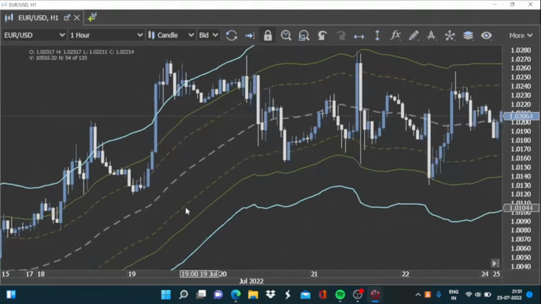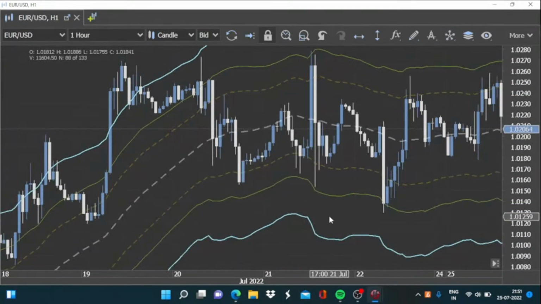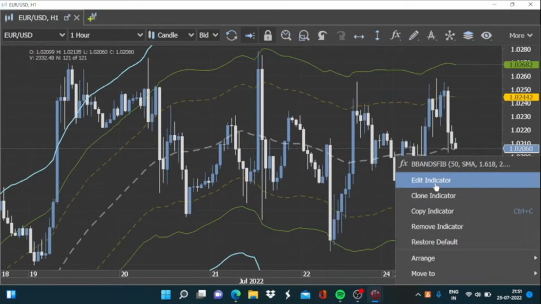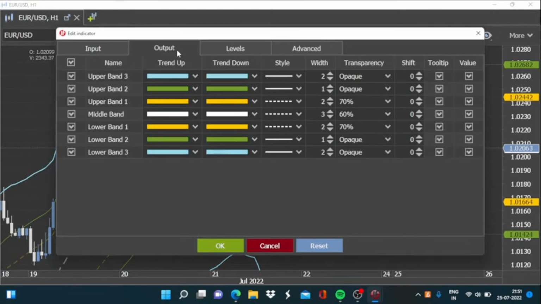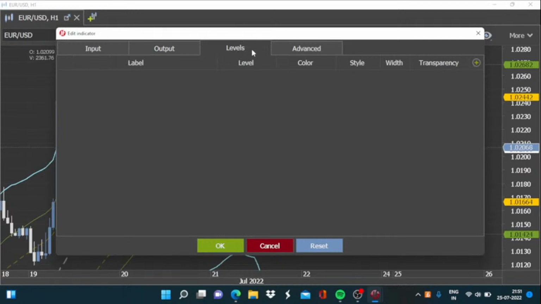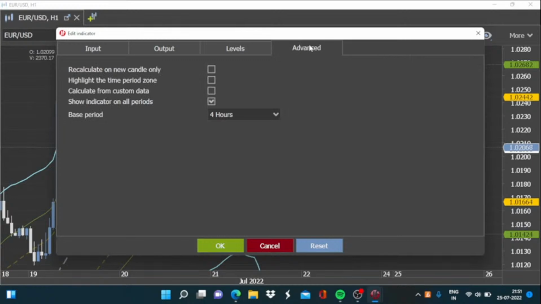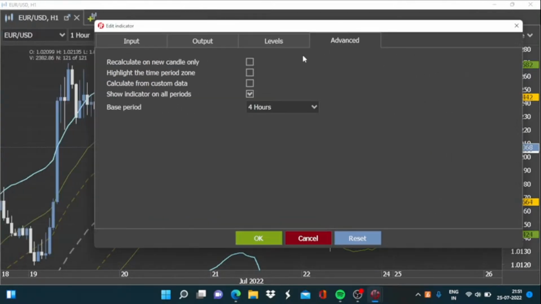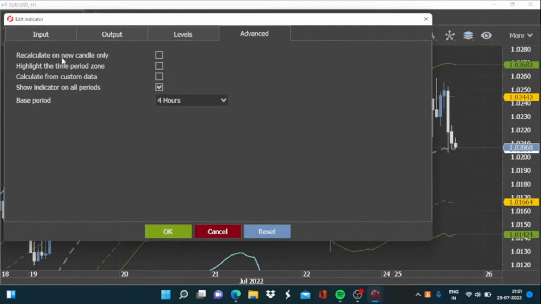Okay, so we have this combination in place. Let us now see what more can be done. So coming back to these levels, we don't really have anything to deal with the levels for these indicators. Advanced option, if you want this value of the Bollinger Band to keep moving for the whole of the candle period, then you don't really have to do anything on this box, this first option.